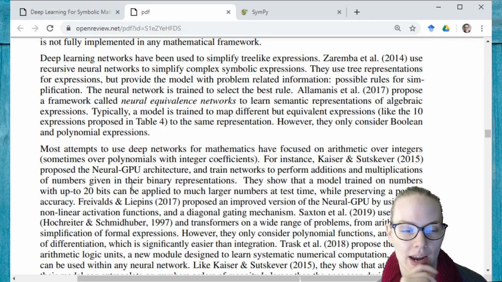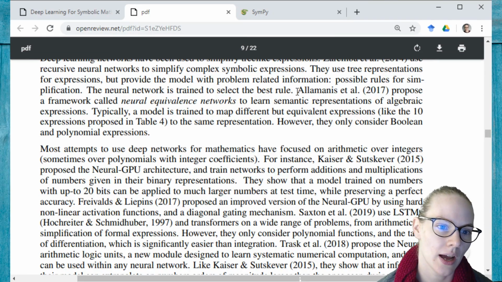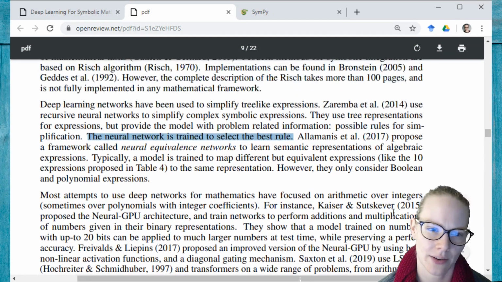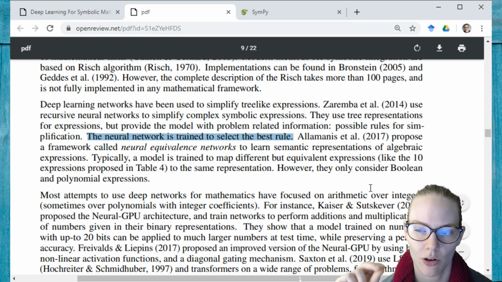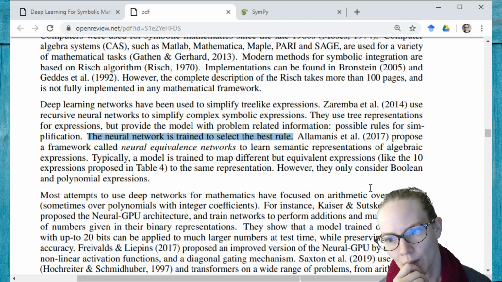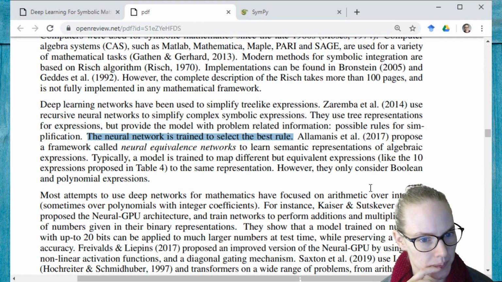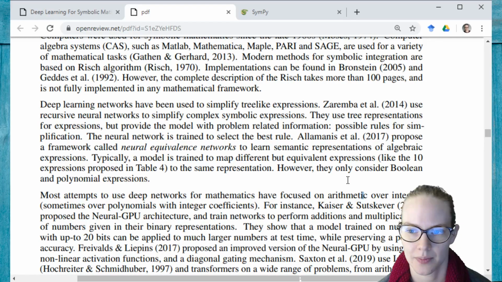The neural network is trained to select the best rule. There's a system out of Stanford called Snorkel that does something similar, except that instead of selecting a single best rule, it selects a weighted combination of rules. It's called Snorkel.